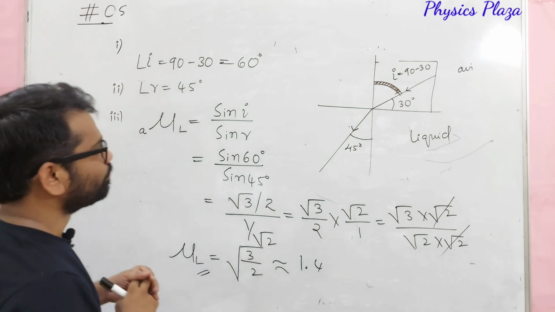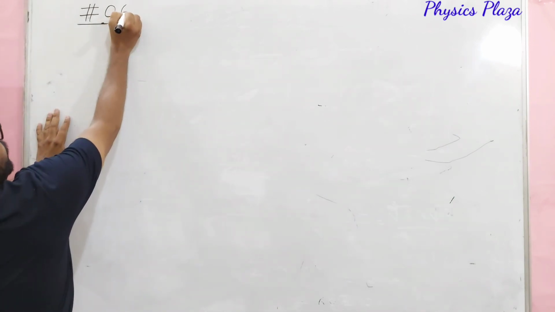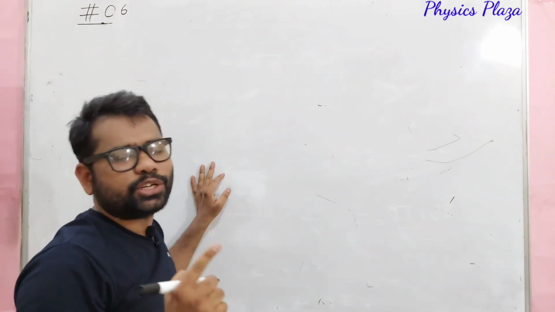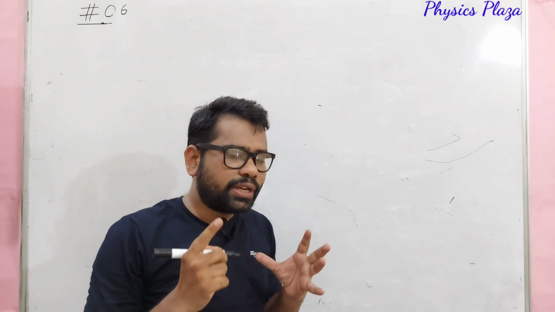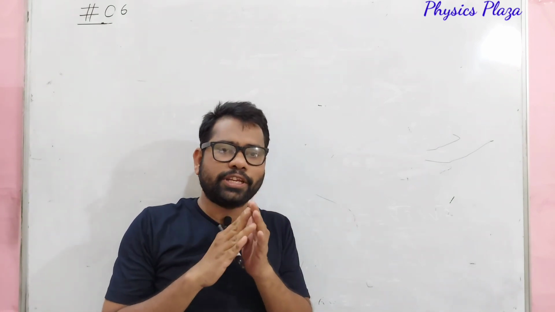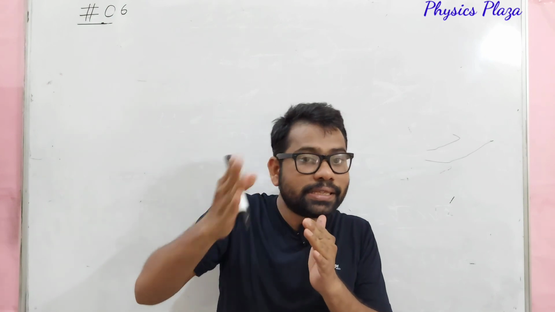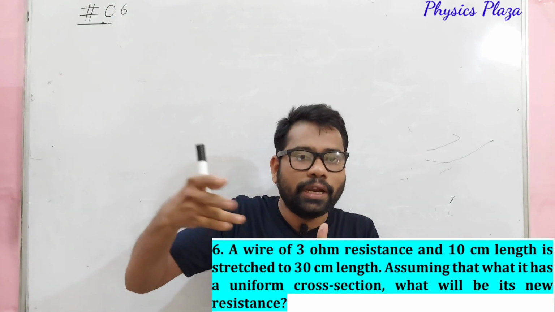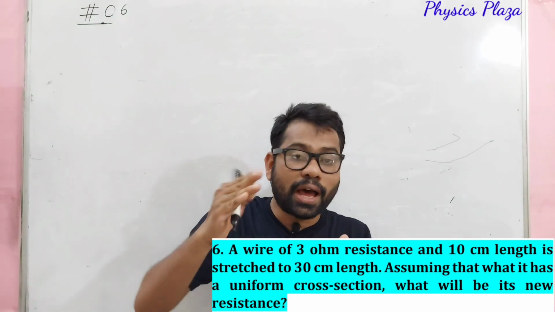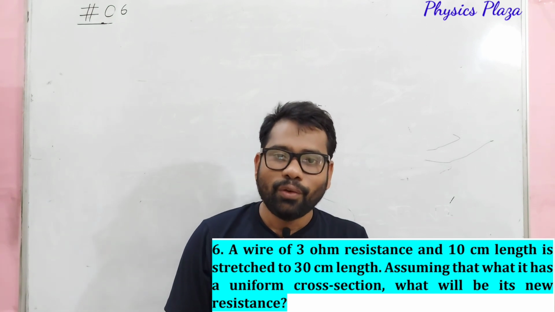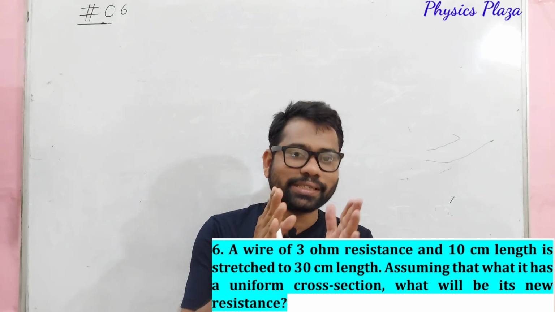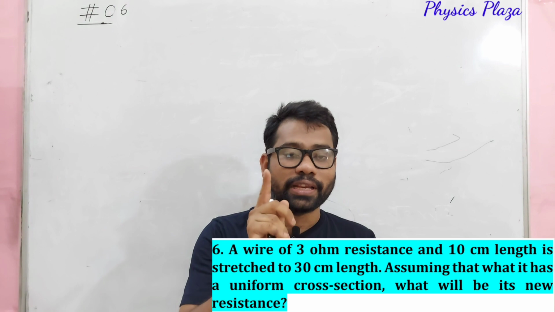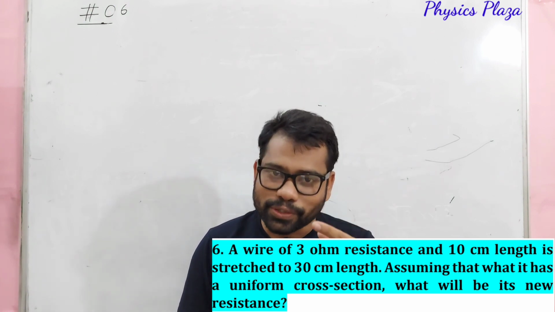Okay children. Now we will do a numerical based on resistance. Children, it's very important. Here we have a relation that resistance depends on length, that is, it is proportional. But dear children, when volume remains constant, that is the stretching case, R is proportional to L square. It's very important. That we are going to solve now.